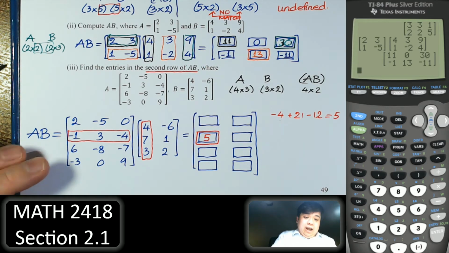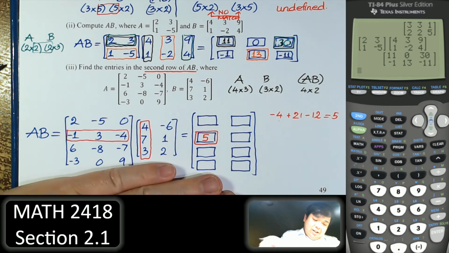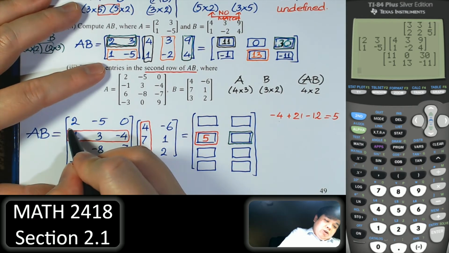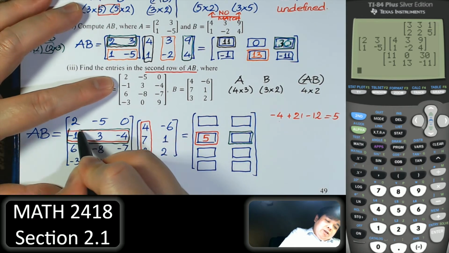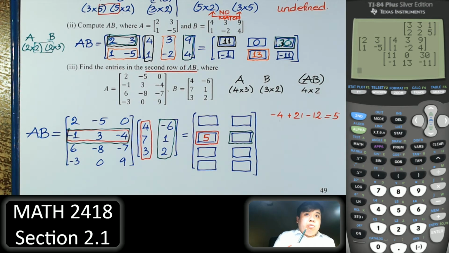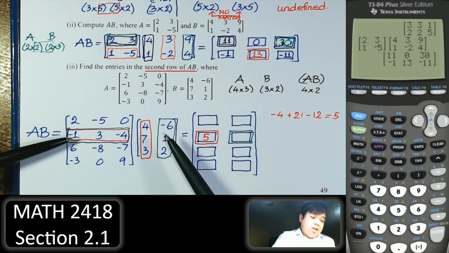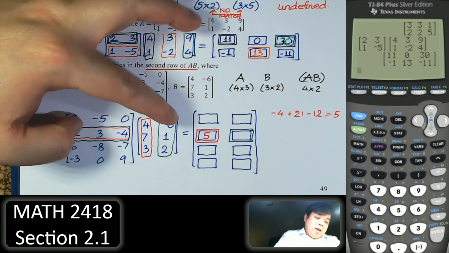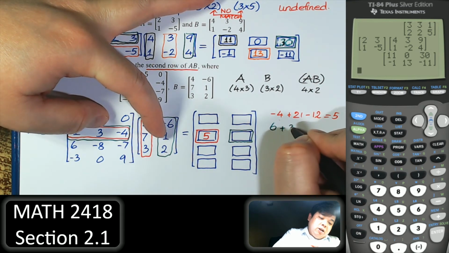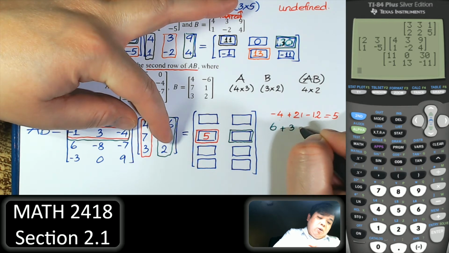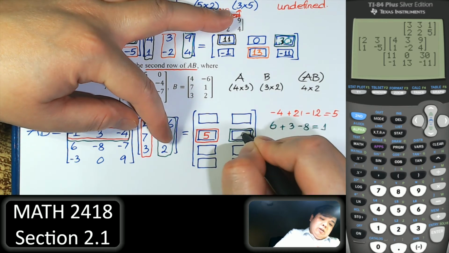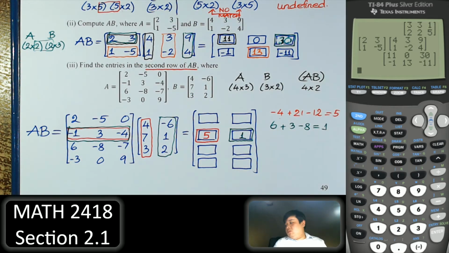Yeah, and then we want this entry on the second row, second column. So we're going to use the second row and the second column. 3 entries in each box. First with the first, second with the second, third with the third. -6 times -1, +6, plus 3 times 1, plus -4 times 2. So that is 9 minus 8, so it's 1. Right. So that's all we have.